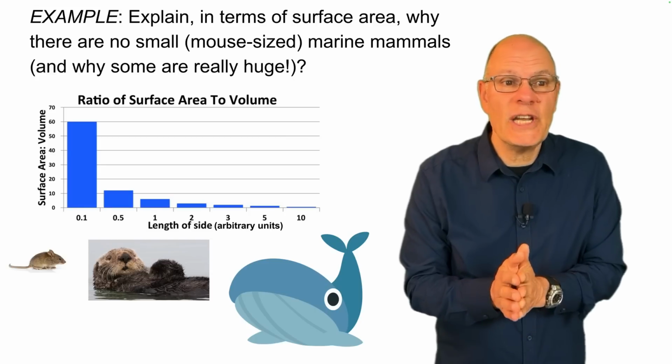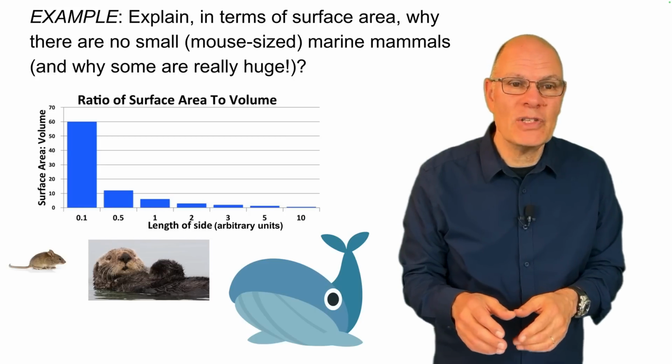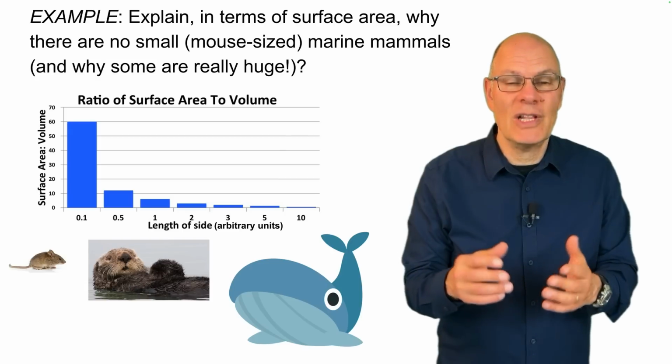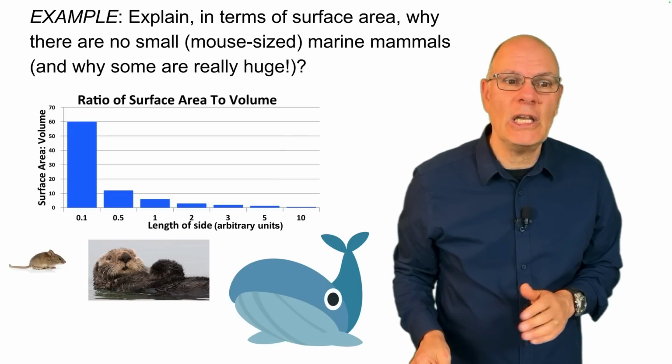Explain in terms of surface area why there are no small mouse-sized marine mammals, and why some marine mammals, like the whales, the largest organisms to have ever evolved, are really huge.